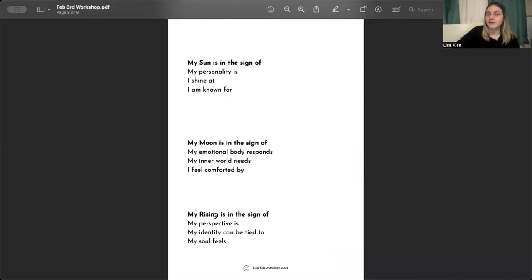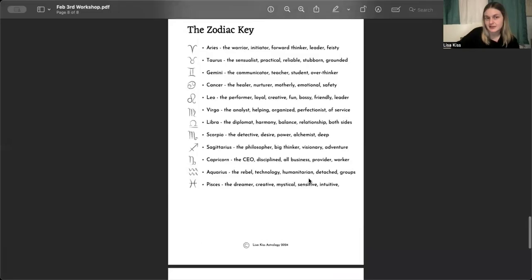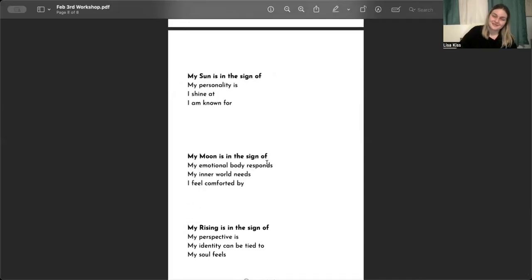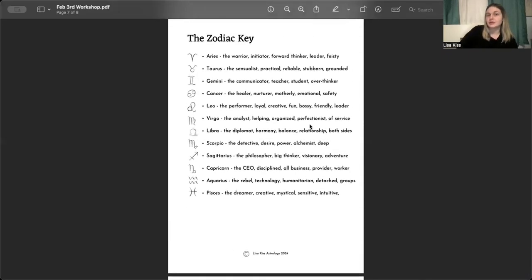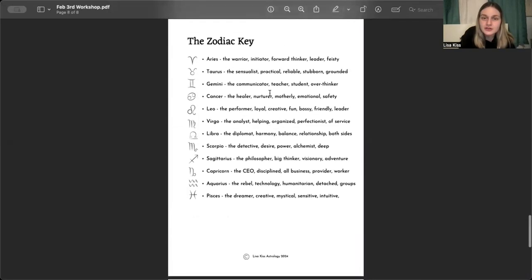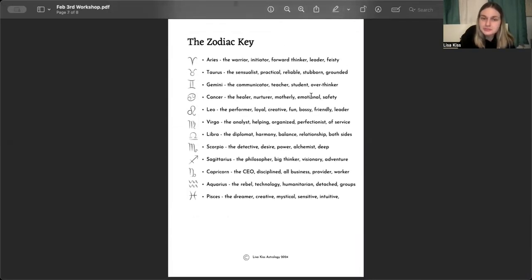So the last one here, my rising sign is in the sign of Cancer. So my perspective is, where is it? Safety. My identity can be tied to, we could say, nurturing. And then my soul feels emotional. Another word I could put here for Cancer is like my soul feels protective. Or something, yeah, protective. Some other words, in case you need them as you're going through this.